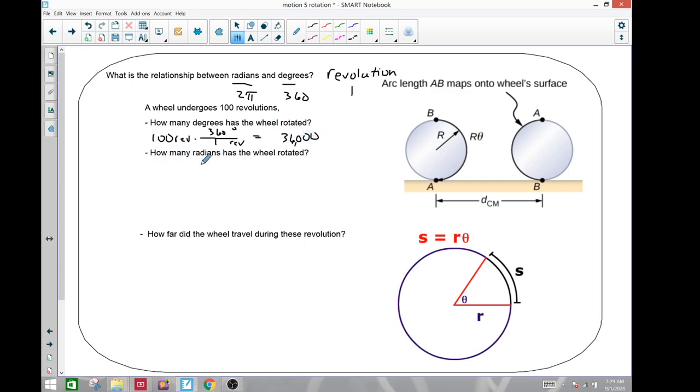Now, how many radians has the wheel rotated? Well, it's simple enough too. 100 revolutions.